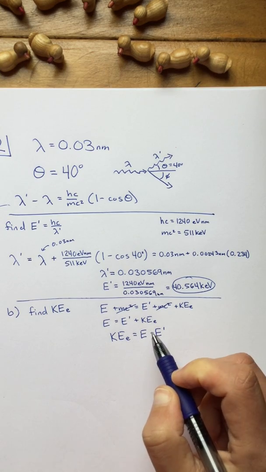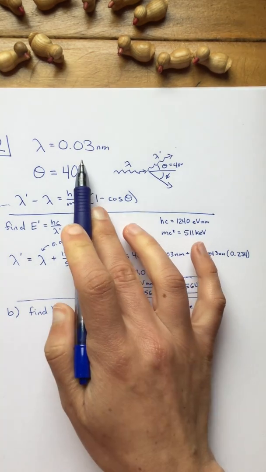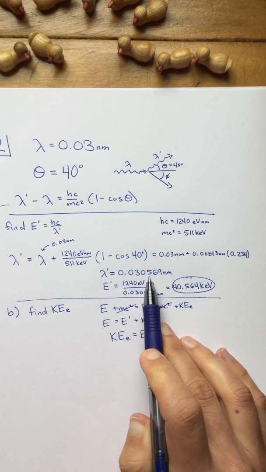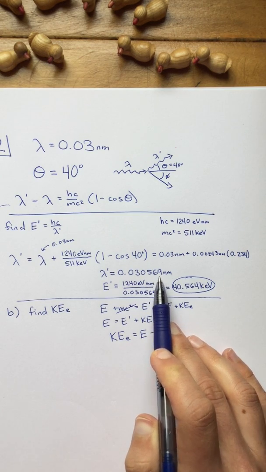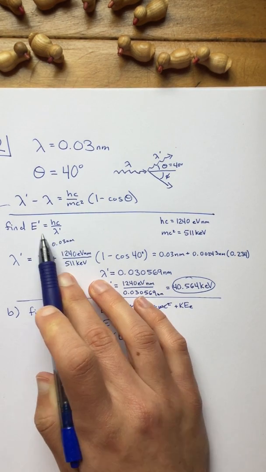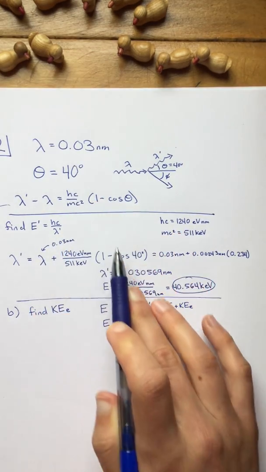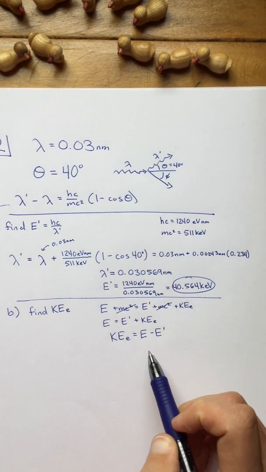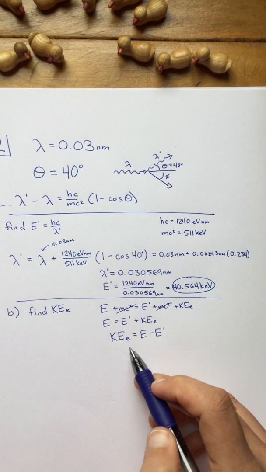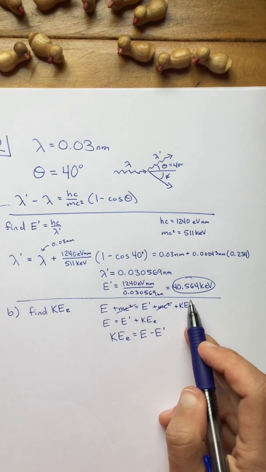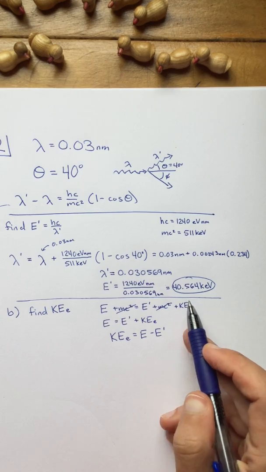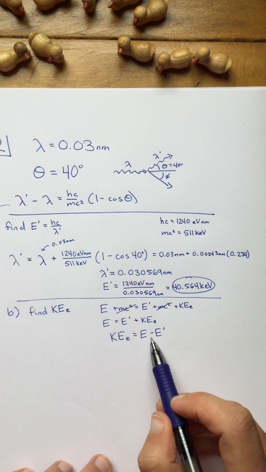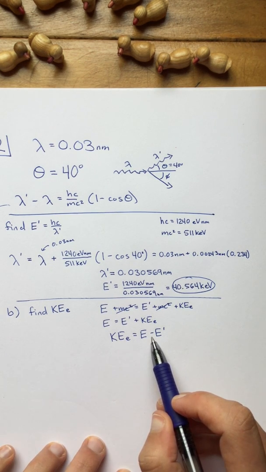This is why the wavelength of the photon changed. Before, the wavelength was 0.03, afterwards it's slightly higher, which is 0.0300569. And if the wavelength is larger, the energy is smaller. So the wavelength increased, the photon lost energy, it gave some of that energy to the electron. We want to find what this kinetic energy is. And we already have E prime. If we had calculated E to begin with, we could have just put it in here, but we didn't do that.